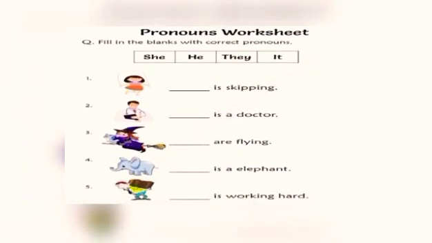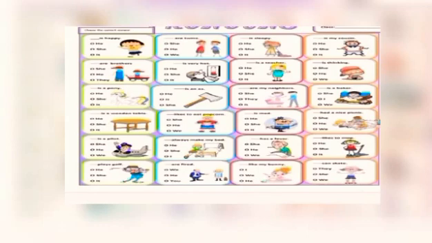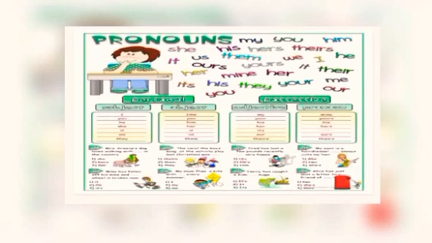The first worksheet is fill in the blanks with correct pronouns. You have to fill the blanks with the given pronouns in the boxes. The second worksheet, you have to read the question and identify the correct option from the given options. Last worksheet, you have to identify the correct words from personal and possessive pronouns.